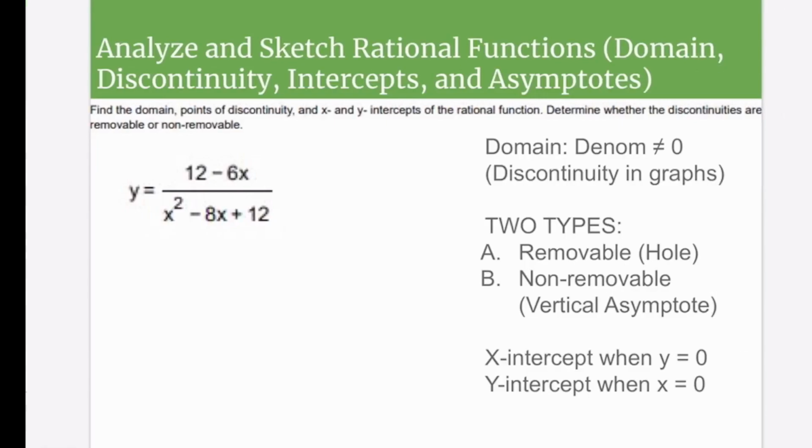So here's number 2. In this case, we're going to go through the same directions. Our denominator is not factored, so we have to actually factor this first. Our numerator, we can take out a 6.